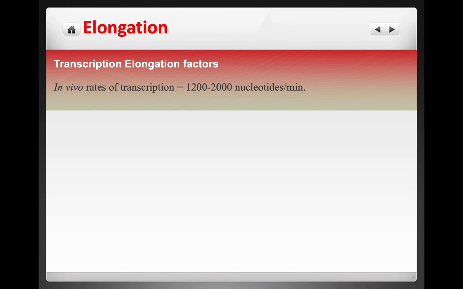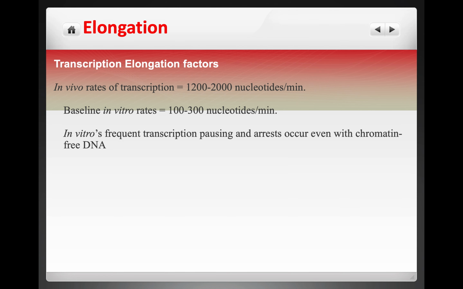The next one is the elongation phase. So what happens during elongation? We have elongation factors to help with this. In vivo, the rate of transcription is usually around 1200 to 2000 nucleotides per minute, and the baseline in vitro rate is around 100 to 300 nucleotides per minute. So that is how fast transcription rates are.